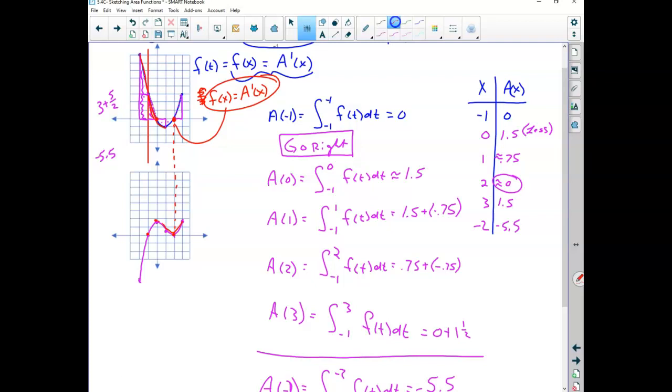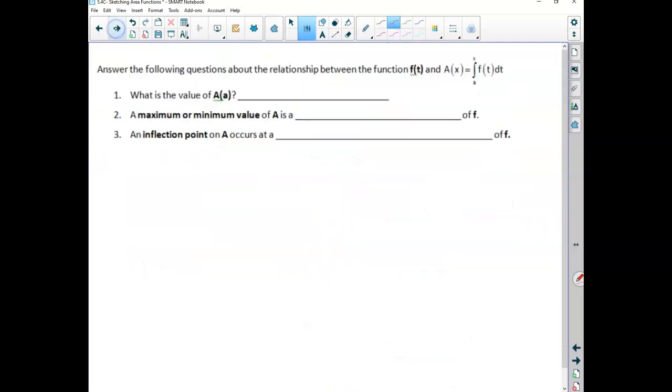Why do we need to know how to do this? Well, I'm going to let you answer these questions here. Answer the following questions about the relationship between f of t and A of x. What is the value of A? Well, that's saying what is the integral from a to a of f of t dt. That's my area accumulating line, and that's always going to be 0.